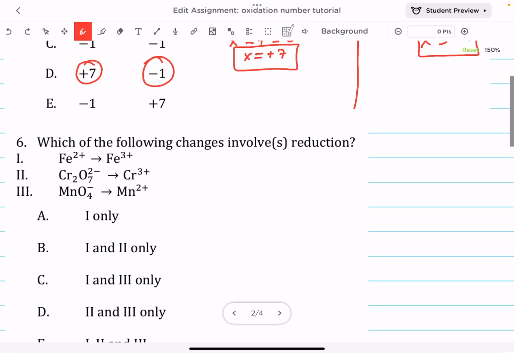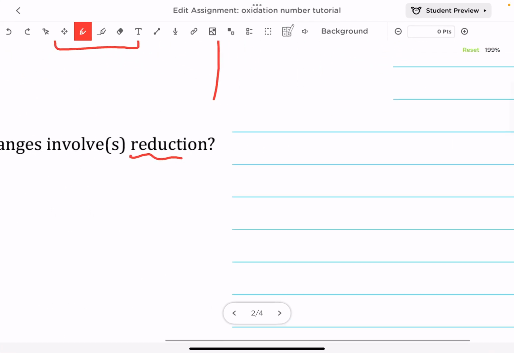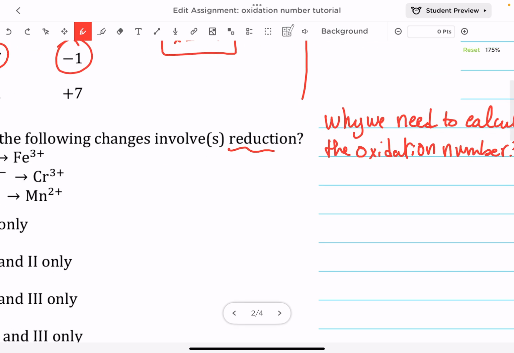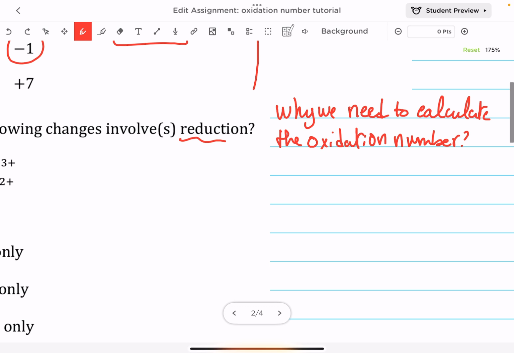Another example. Which of the following involves reduction? Now, before I move on, I need to tell you why we need to calculate and find the oxidation number for questions like this. Sometimes they give you a question to identify which substance got reduced and which substance got oxidized. In order to know which one is reduced and which one is oxidized, we need to check the change in the oxidation number.